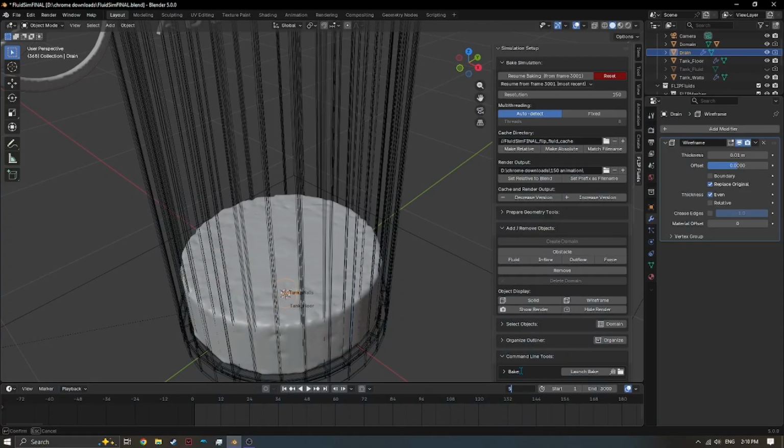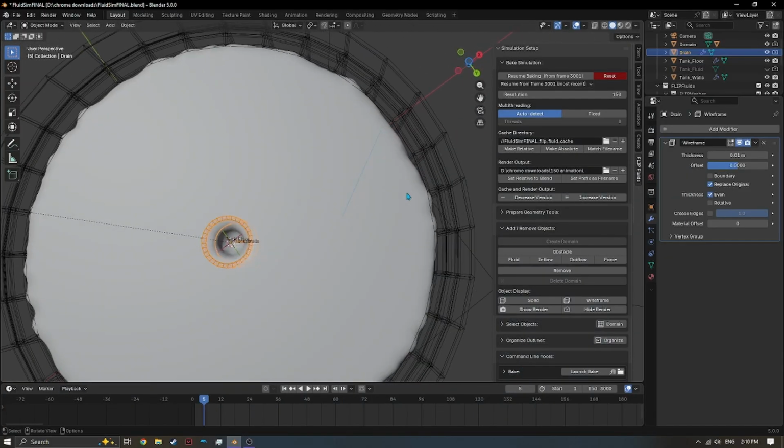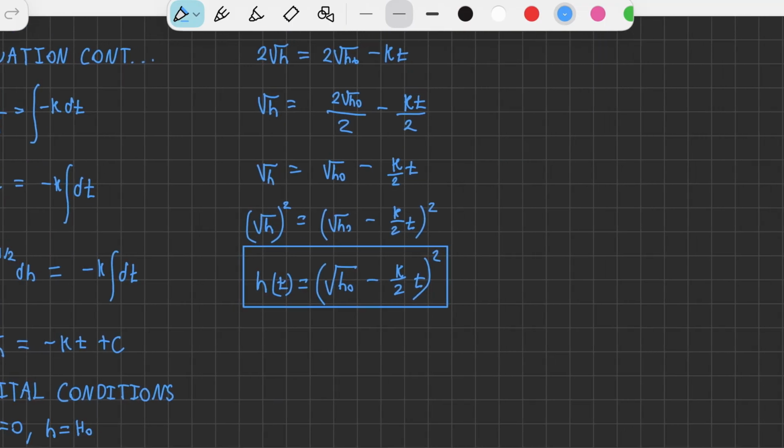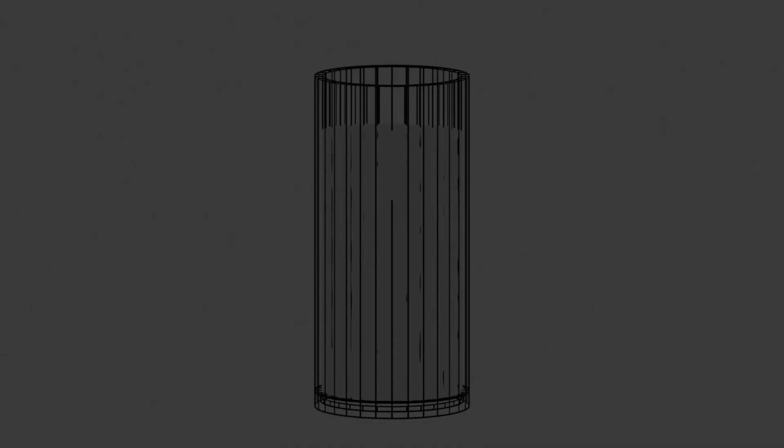But since the Blender result will be a visual of the tank draining, I also want a visual representation of the actual result. So let's take this equation we found and build a simple CFD around it in MATLAB so we can compare it visually against the Blender result to really get a visual sense of the difference between the two.